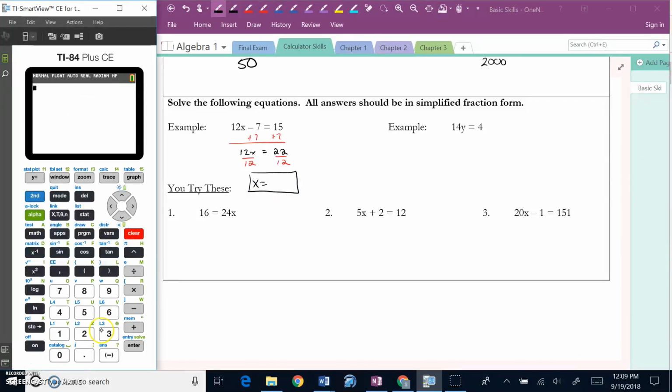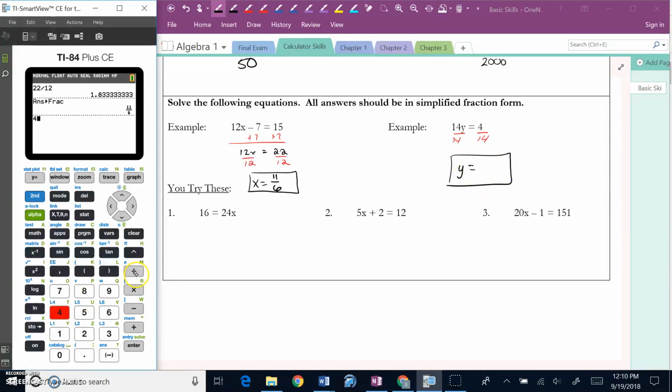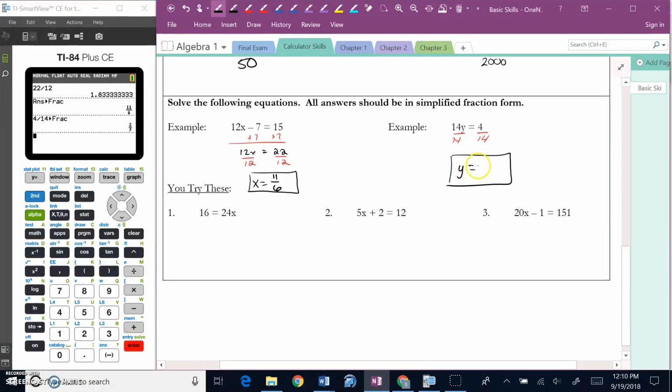So I'm going to take my 22, divide by my 12. That is my decimal. Don't give me the decimal. This is where we use our math frac enter. Your final answer would be 11 over 6. A shorter example, just divide both sides by 14. Some of these you could probably simplify in your head, but I'm not going to require that right now. I want us to simplify them, however it is you do that. I know I'm going to get them right if I use my graphing calculator.